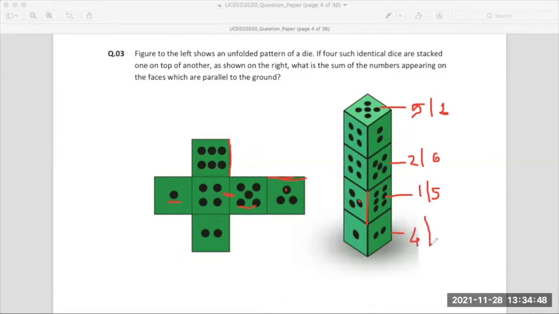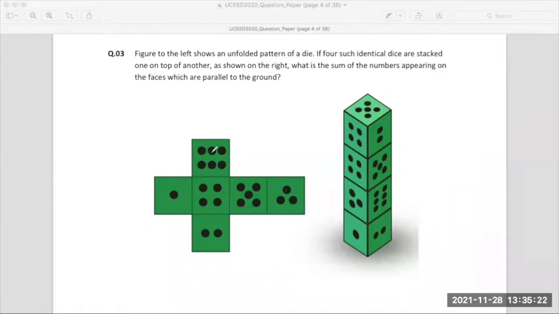Can someone do the addition? 5 plus 1 is 6, plus 2 is 7... 6 plus 8 is 14, plus 6 is 20, plus 7 is 27. 27 is the correct answer. Everybody got this? Ma'am, can you explain again? Okay, I'll do that.